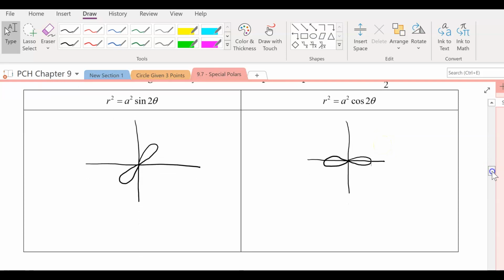Now, if we're going to try and graph these on our calculator or on Desmos, what we need to do is we just need to take the square root of both sides. And when you're graphing it, it really doesn't matter if you graph the positive square root or the negative square root, you're going to get the same graph.